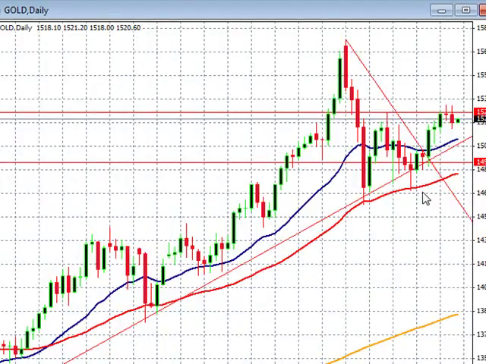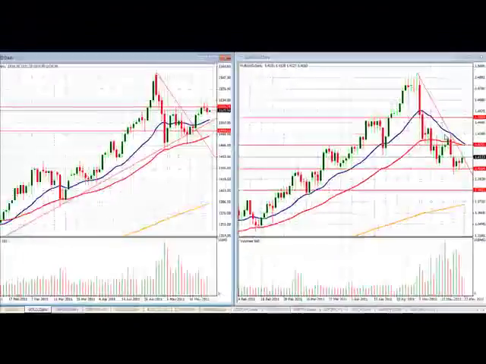So the question is, will gold follow the liquidation of the dollar, and will people run to gold for safety? So right now we're seeing a sideways move. It's still an ascending wedge. I'm going to sit on hands for the moment. Now let's compare it to some of our other currency pairs.